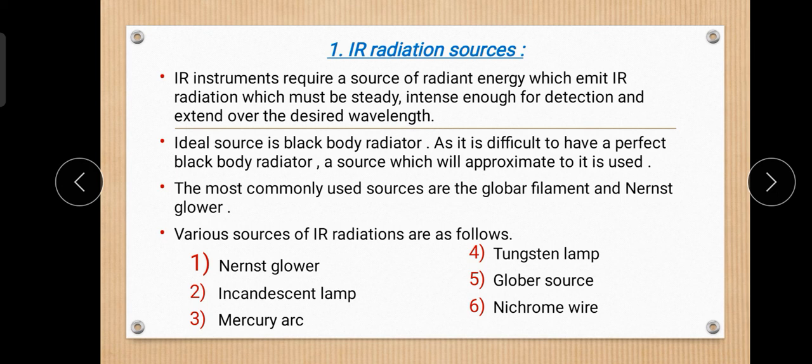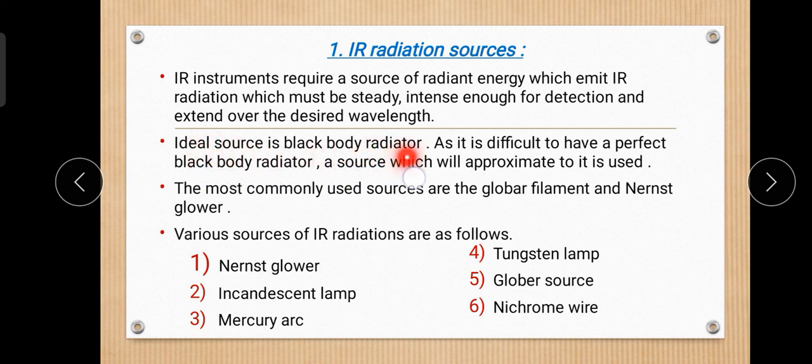That means the IR source emits the radiation for a particular or desired wavelength. So these are all the different properties of the source. Here we are using the IR radiation source, so the source must possess all those properties.